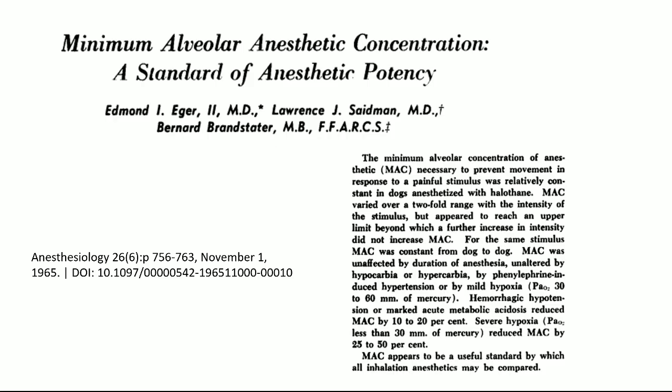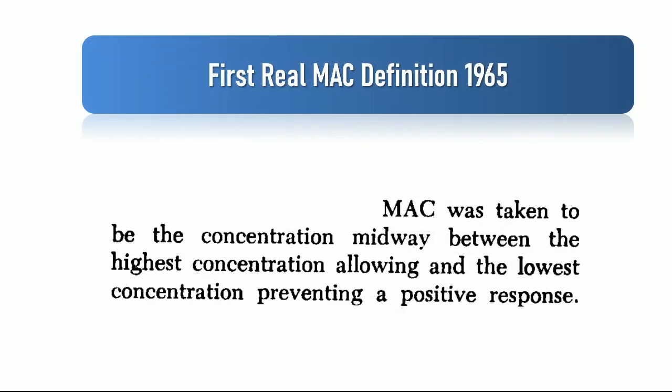Following the human study, Eger and colleagues realized that they were onto something. Hence, MAC took center stage in this paper from 1965. Again, this was a dog study, and they showed that by using MAC, the fractional concentration in dogs required to render them immobile fell in hemorrhage, hypotension, metabolic acidosis, and hypoxia. But critical from that time was the first real definition of MAC that we understand.